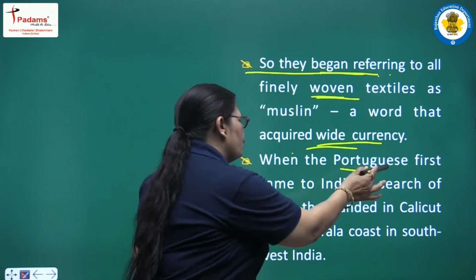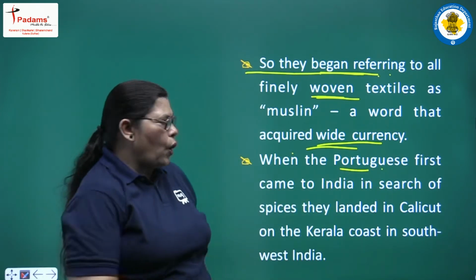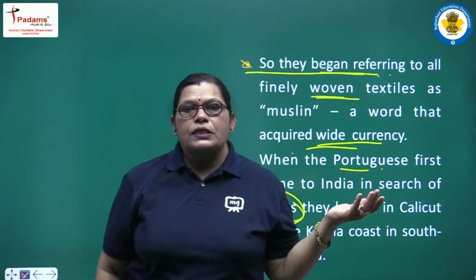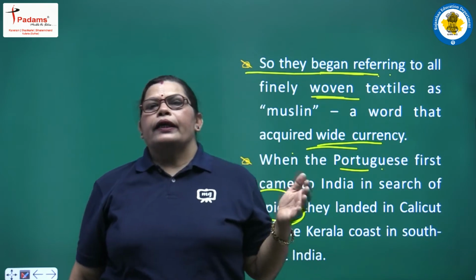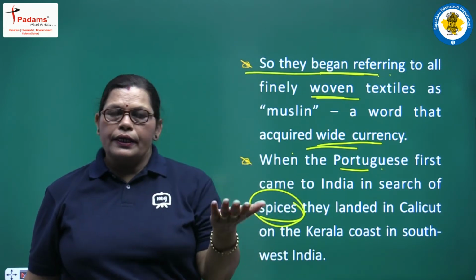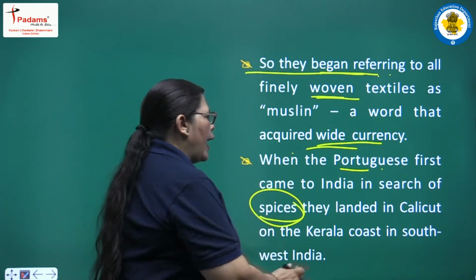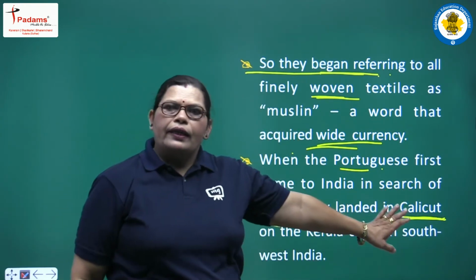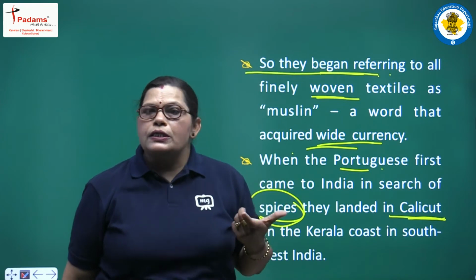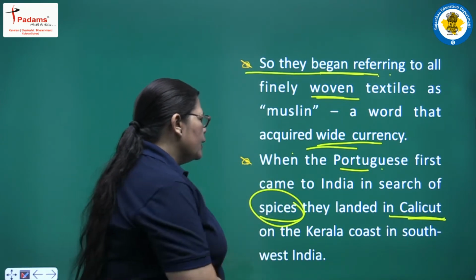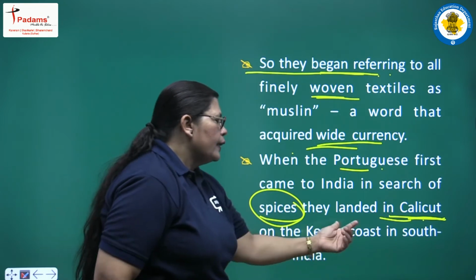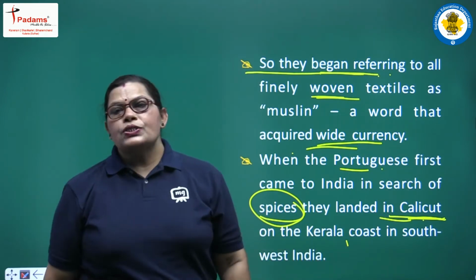When the Portuguese first came to India in search of spices, because they only needed spices from India, that's why they wanted to search for spices in India, and they came and landed in Calicut. We have a story of Calicut and Calico also in this part, students, on the Kerala. Where is this Calicut? Calicut on the Kerala coast in southwest India.